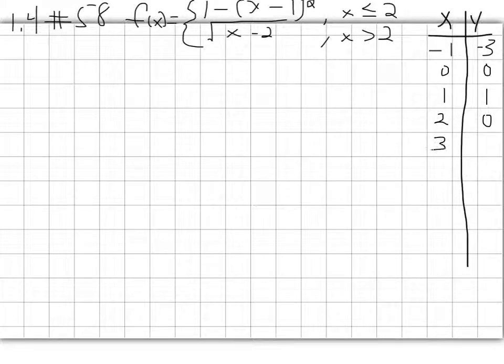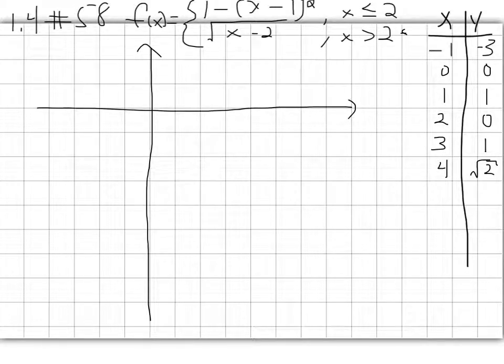And if we tried putting in 3, now we're in the x greater than 2 realm. So square root of 3 minus 2 comes out to be 1. And if we plugged in 4, we would get square root of 2. And then we would be off behaving like a square root. Okay, so let's see if we can stick some points on here and plot this thing.